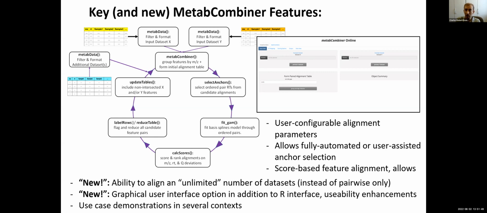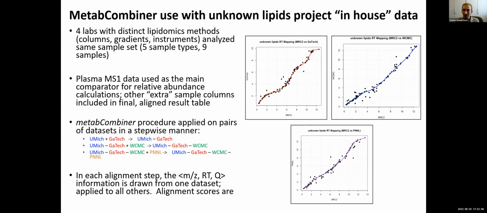And so it's really helped a lot in the context of a lot of projects. What's coming out is the ability to align, rather than data set X to data set Y, an unlimited number of data sets one to another, and do all of this with a graphical interface for people like me who don't eat R for breakfast. Hani showed you yesterday how this helped out with our in-house data analysis from the Unknown Lipids project, as well as the common method data.